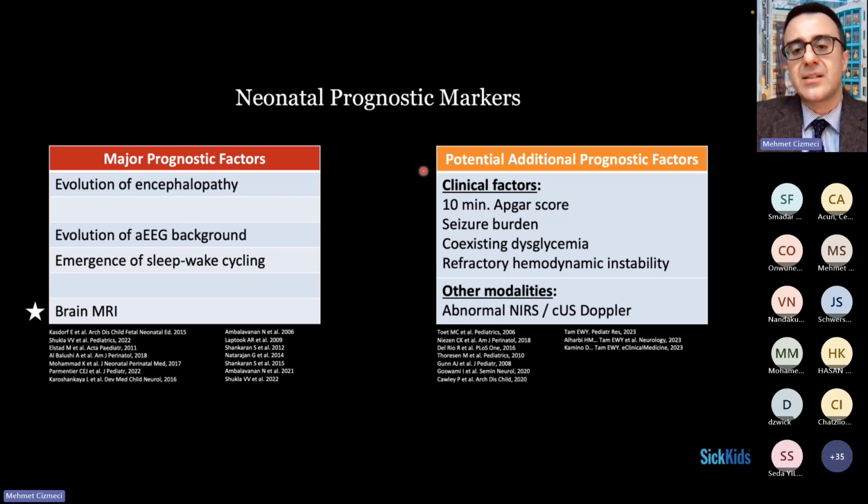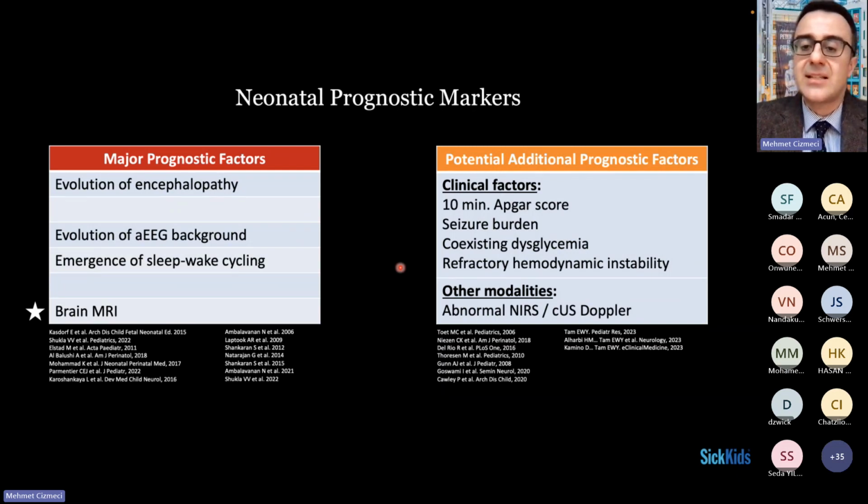And some of them are clinical, such as the 10-minute Apgar score, not in isolation, but if they're accompanying many of these clinical, electrophysiology and neuroimaging findings, it can be an important prognostic marker for us. The seizure burden, many studies are showing that the seizure burden is closely associated with impaired neurodevelopment.